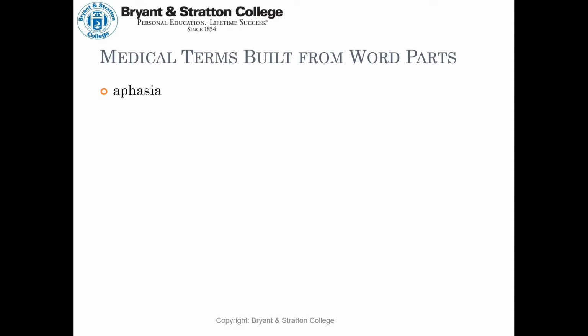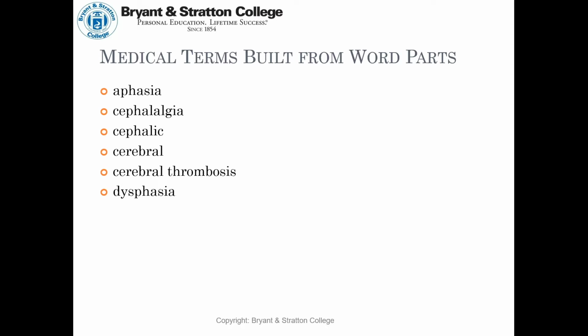So words built from word parts. Aphasia. What does aphasia mean? It means without speech. Cephalalgia. Cephalic, pertaining to the brain. Cerebral, again, pretty much same thing. Cerebral thrombosis, this is thrombosis in the brain. Dysphagia is a dysfunction of speech. Encephalitis is inflammation of the brain.